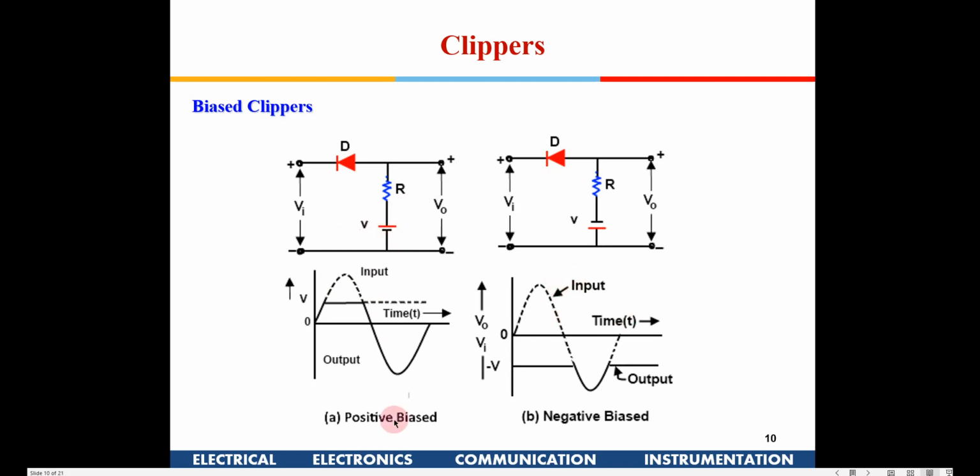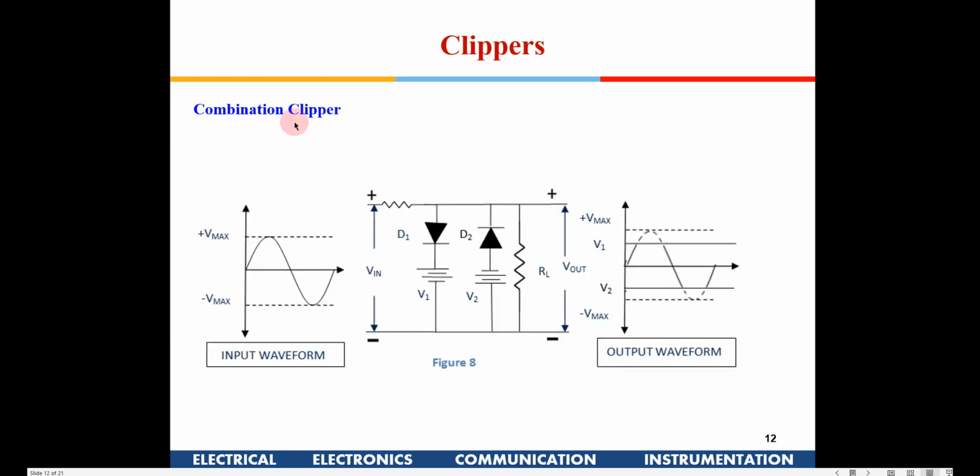So this is known as positive biased and negative biased clippers, okay. You could have a combination clipper also, where this is the input signal, and you have two voltages applied in series with two diodes, both in different polarity. Now see what happens during the positive going cycle. This diode initially is off, right? As it keeps increasing, when it goes beyond V1, this diode switches on and the output gets clipped to V1.